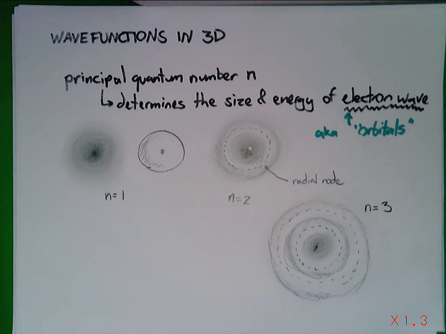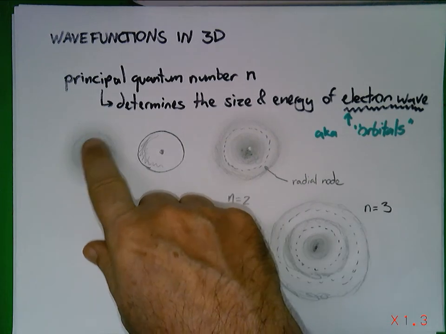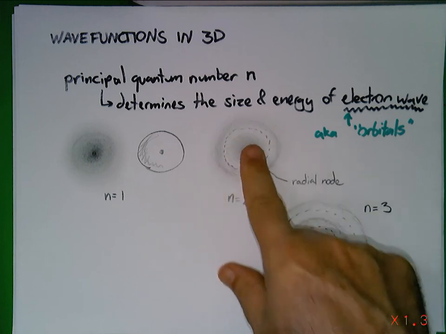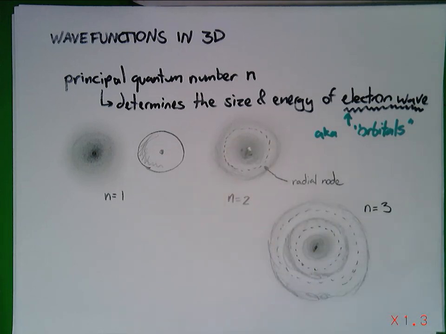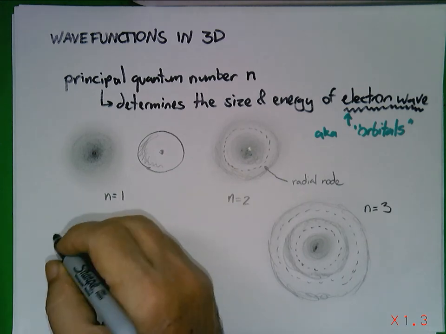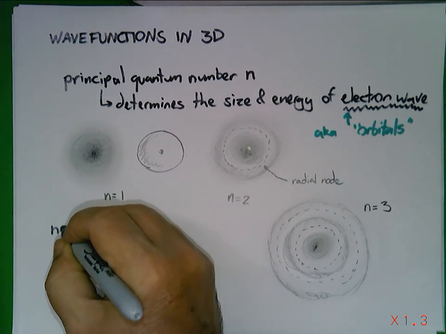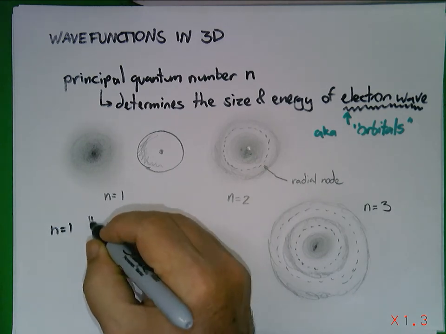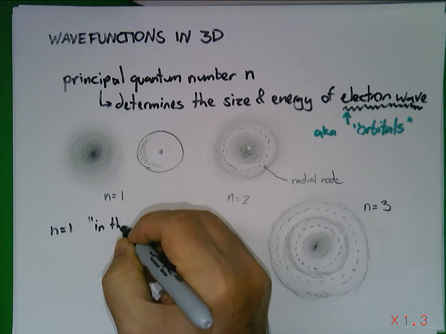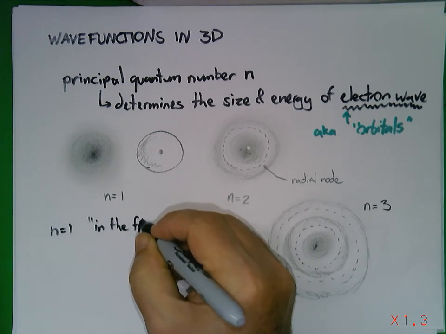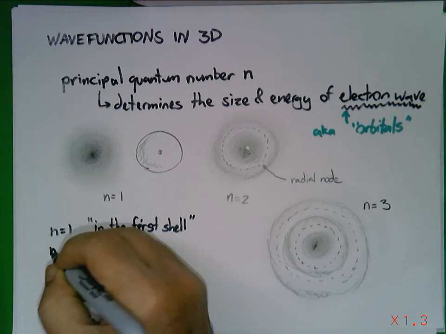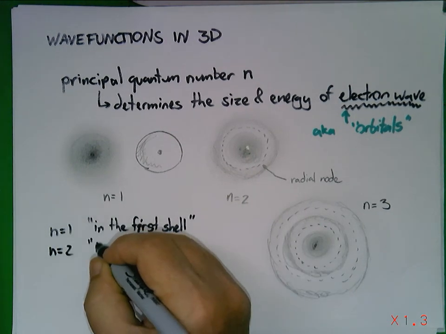Now, like I said, they look like onions, and you can think of these things sort of as shells. This is like one shell. This has 2 shells to it. And this has 3 shells. And they sometimes refer to electrons with n equals 1. They'll talk about electrons that have n equals 1 as being in the first shell. If it was n equals 2, they'll say the electron is in the second shell.